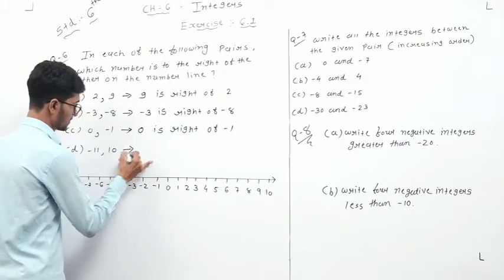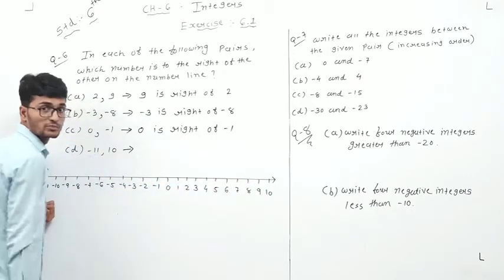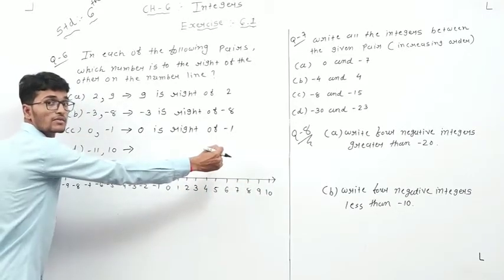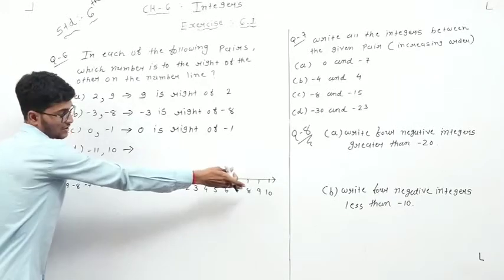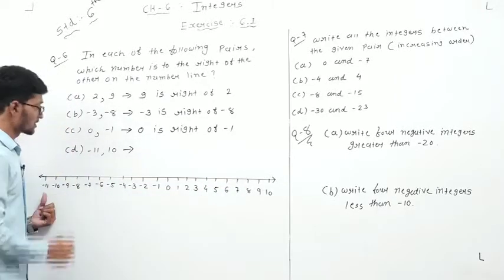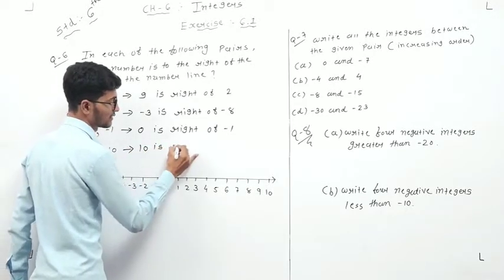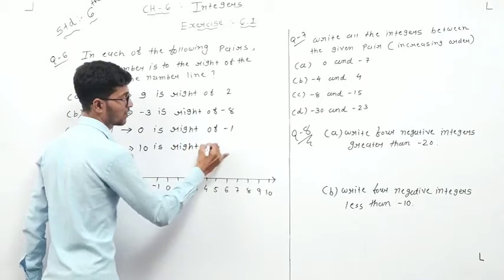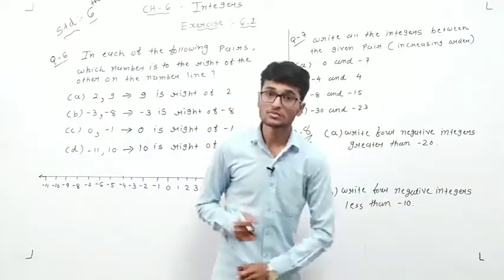Next, minus 11 and 10. So here is minus 11 and here is 10. On this side right, on this side left. So on the right hand side which number? 10, and on the left hand side which number? Minus 11. So the answer is 10 is right of minus 11. Clear? So this one is question number 6.